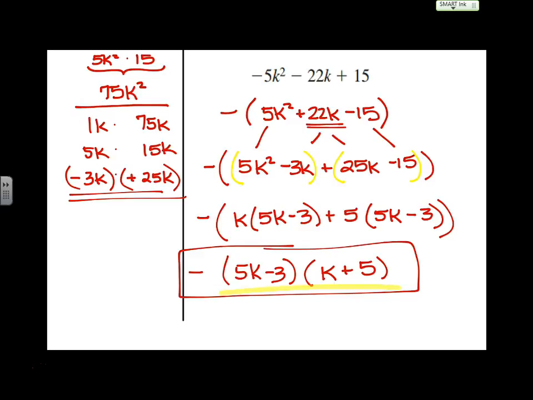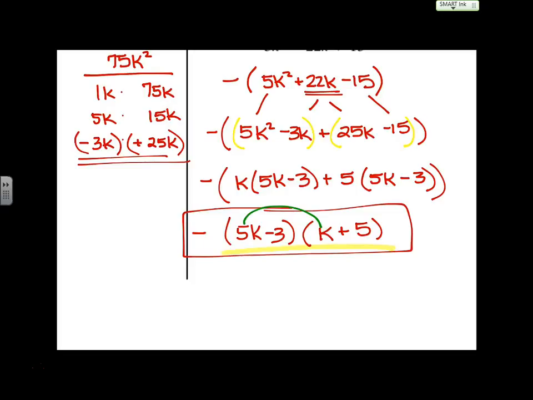Yes. If we were to FOIL this, which on your test, if there's a factoring problem and you want to see if your factors are correct, you can FOIL to check. We would have 5k squared for the first. For the outer, we would have 25k with a positive, the inner 3k with a negative. The last, we would have 15 with a negative.